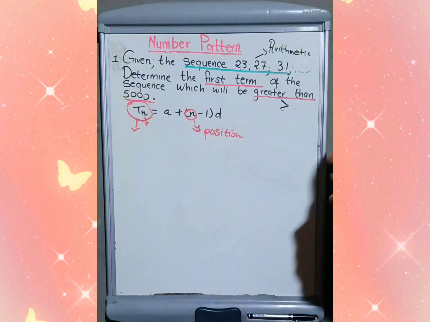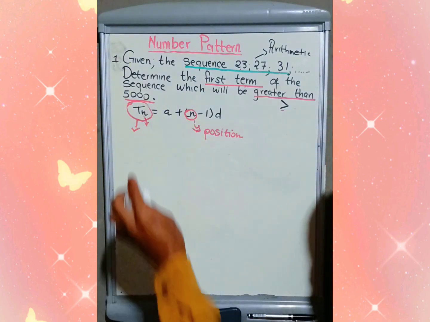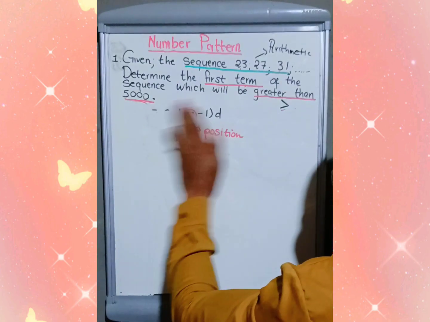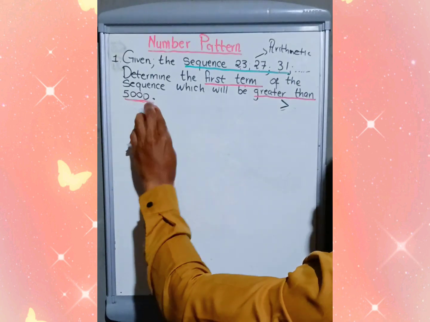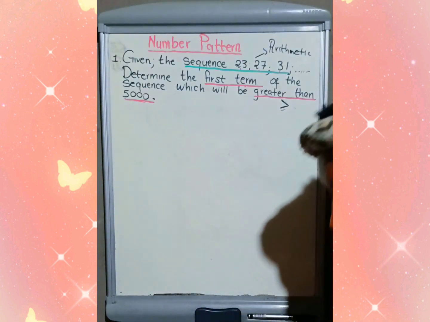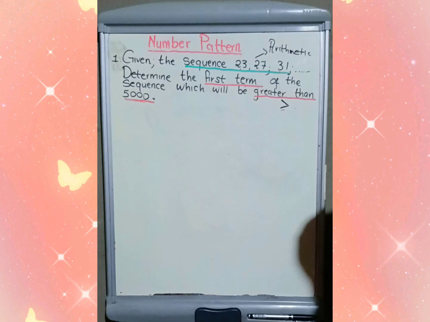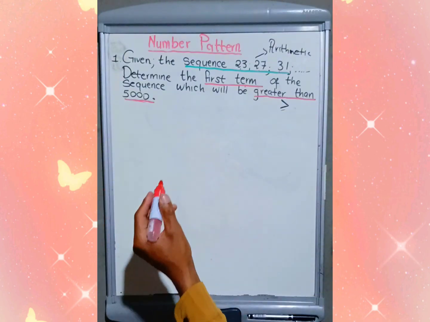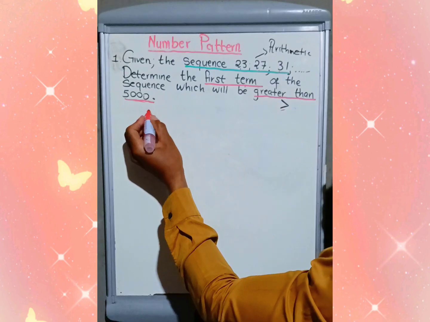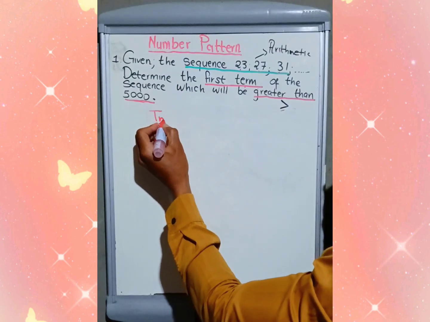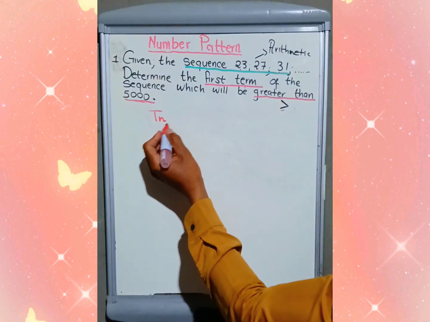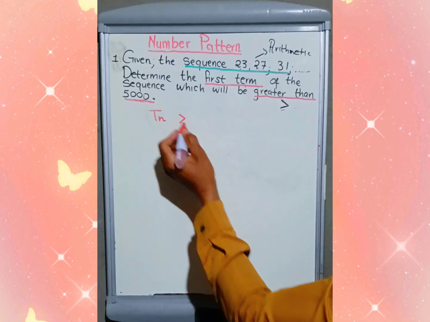Okay, all right, let's go. Now what we're going to do here is write this equation correctly. The first thing we are going to do is say that we have Tn. We are looking for Tn. Tn is greater than what?